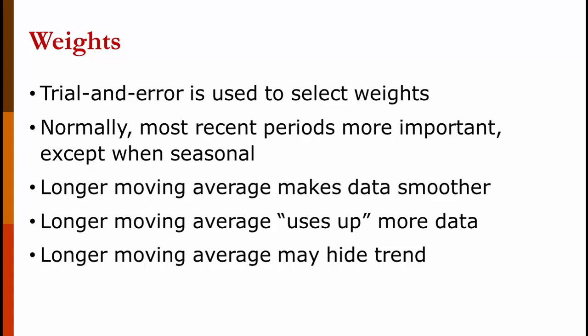Using more periods in your average, quote-unquote, uses up data. So, if you have 10 actual observations and you're doing a 3-period moving average, you're going to end up with 10 minus quantity 3 minus 1, or 8 sets of averages. Do a longer average and you end up with fewer averages. Longer averages tend to hide trends that you might spot with a shorter averaging period.